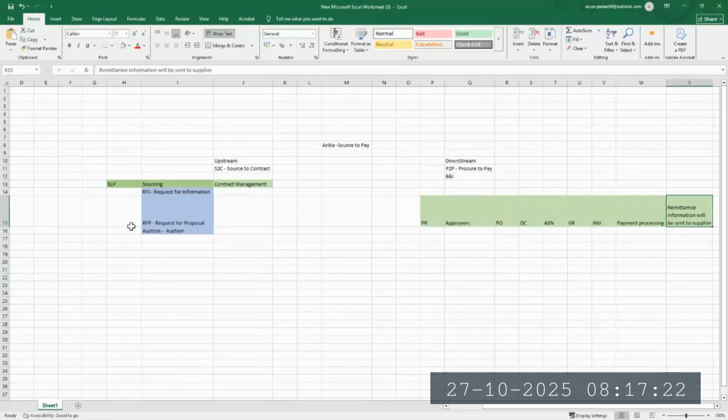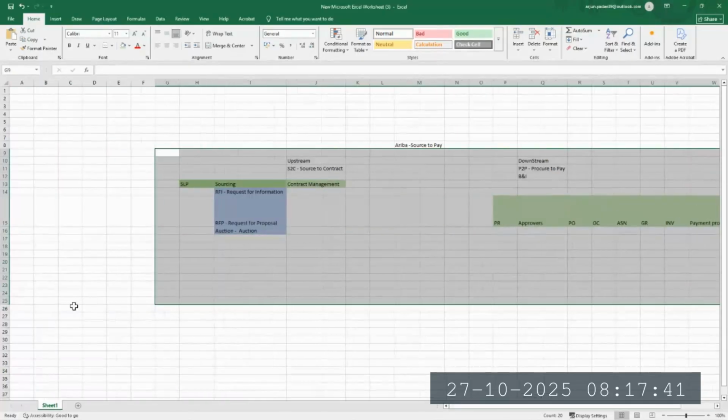So any question till now? No. Okay, so now let's see a full, complete end-to-end cycle utilizing Ariba for procuring a laptop.